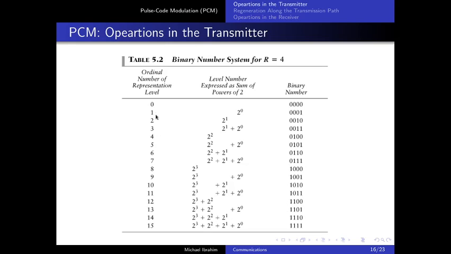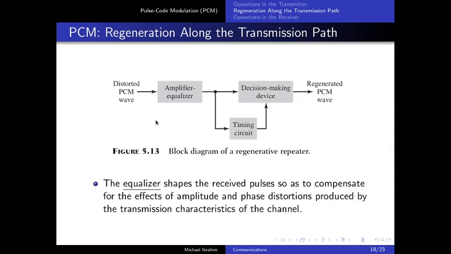In the transmitter, we have this decimal number representing the representation level. We have transformed it into a binary number. Now at the receiver, this is the received binary number. We will group the received bits into code words and then translate these code words back into indices for the representation levels.